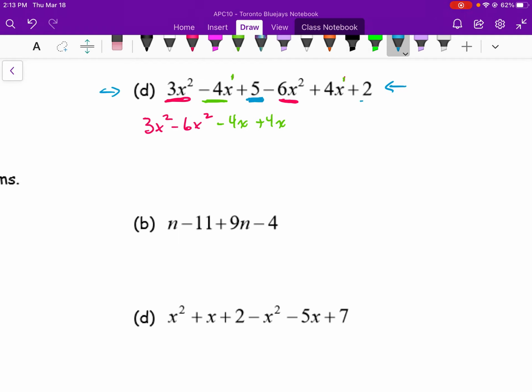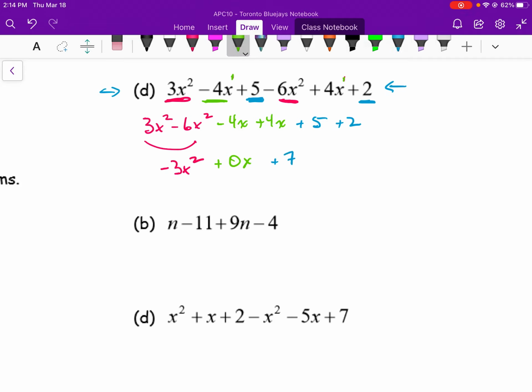I look to my expression and I ask myself, do I have any constants now? I have a constant of 5 and a constant of 2. They're like terms, so I can add them. So in my first group of like terms, they're the red ones. And since I put them beside each other, it makes it really easy to think about. 3x squared minus 6x squared is minus 3x squared. Now 4x plus 4x is plus 0x. 5 plus 2 is 7.